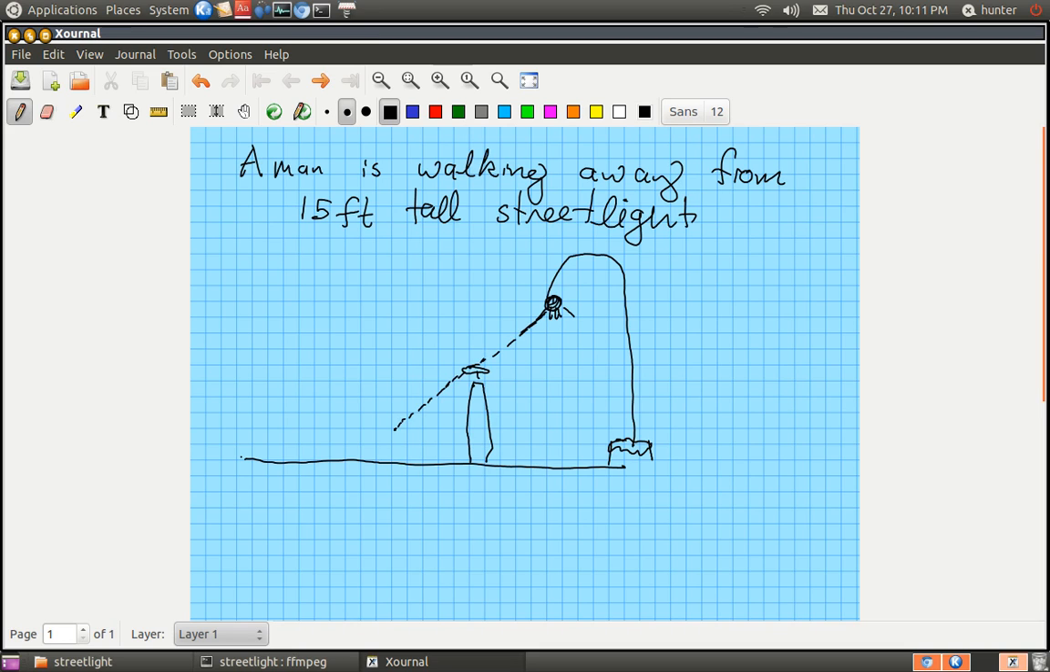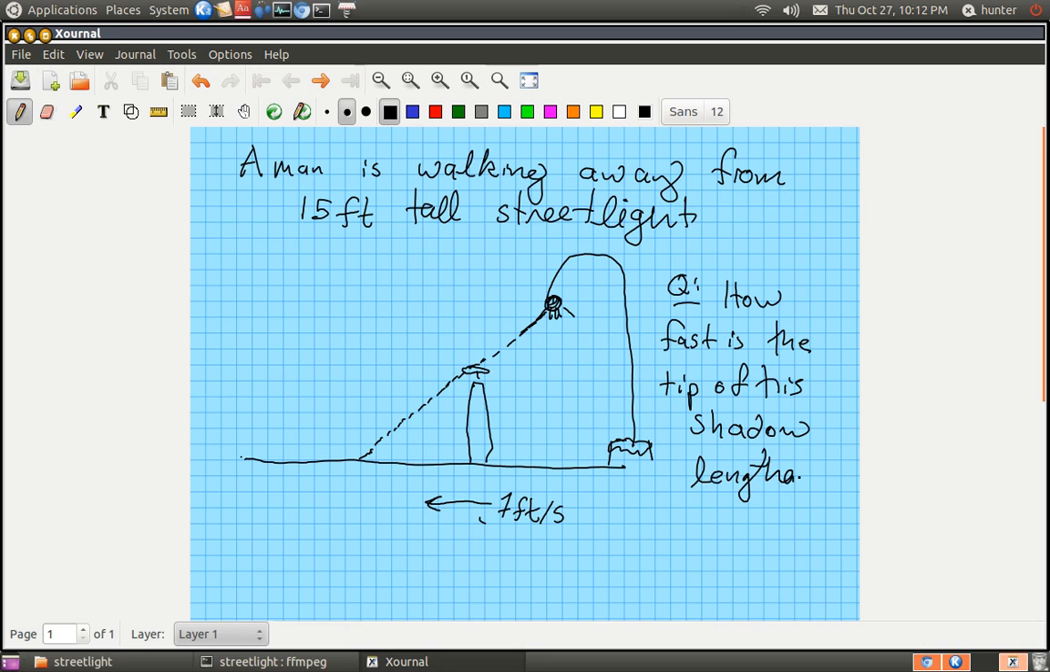And what is the question? He is moving this way at 7 feet per second. So we know the rate at which he's moving. And the question is, how he's walking right away from the streetlight, how fast is the tip of his shadow lengthening? Here's the tip of his shadow.